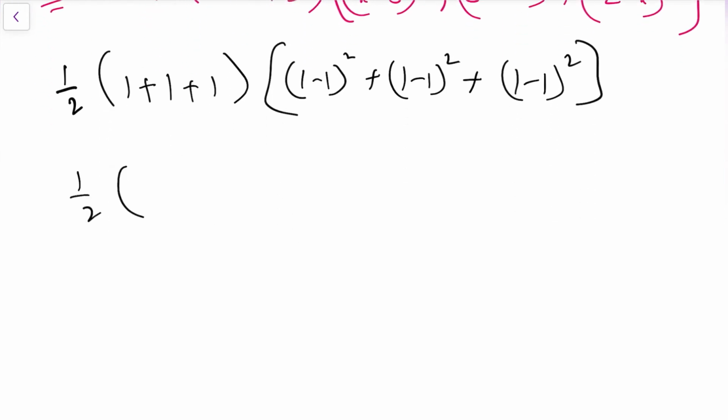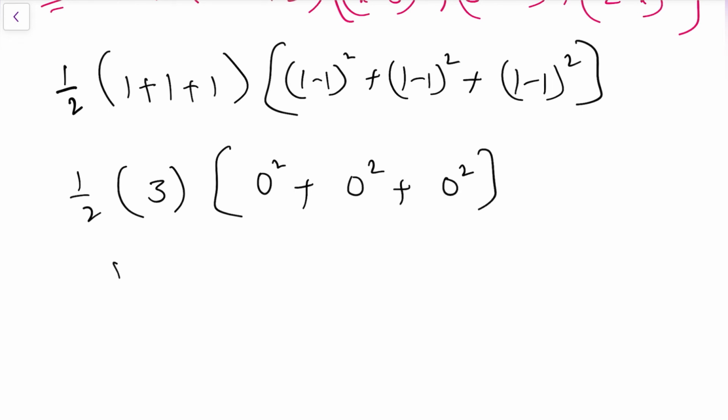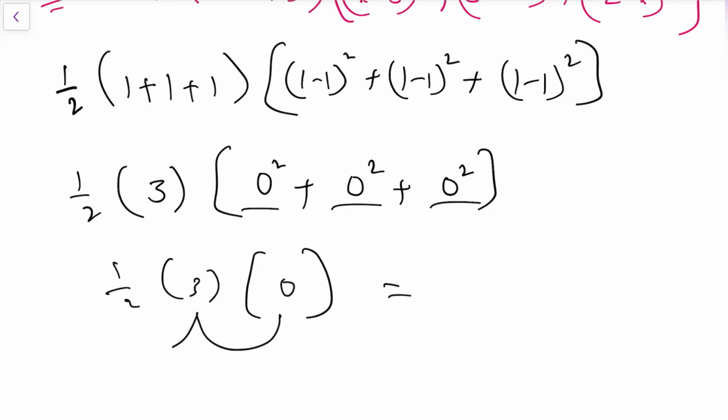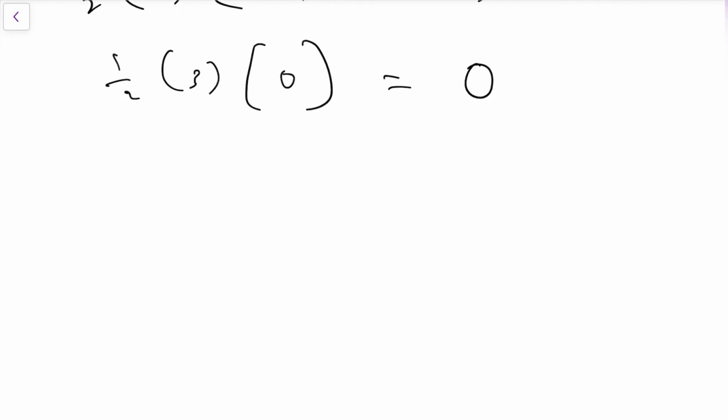Half into (1 plus 1 plus 1) which is 3, into (1 minus 1) which is 0, square, plus (1 minus 1) which is 0, square, plus (1 minus 1) which is 0, square. So half into 3 into 0 square is 0, 0 square is 0, 0 square is 0. So 0 into anything is always 0 only. So the value of RHS is also 0. So LHS is equal to RHS. Hence proved.